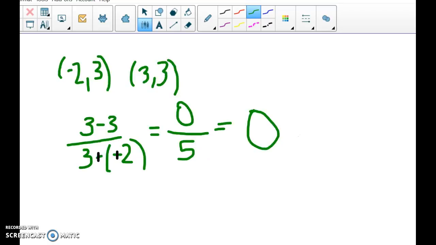So hopefully going through those 3 examples will help you to complete the slope sort card Google activity.